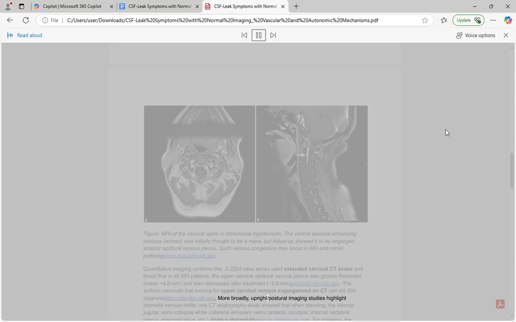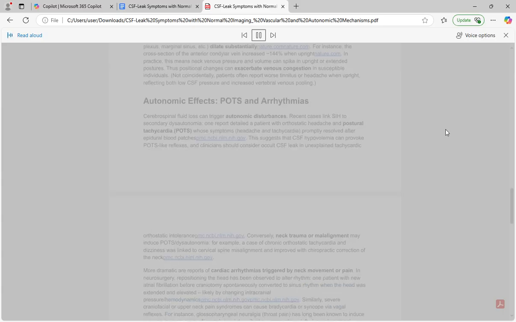More broadly, upright/postural imaging studies highlight dramatic venous shifts. One CT angiography study showed that when standing, the internal jugular veins collapse while collateral emissary veins, anterior condylar, internal vertebral plexus, marginal sinus, etc., dilate substantially. For instance, cross-section of the anterior condylar vein increased 144% when upright.